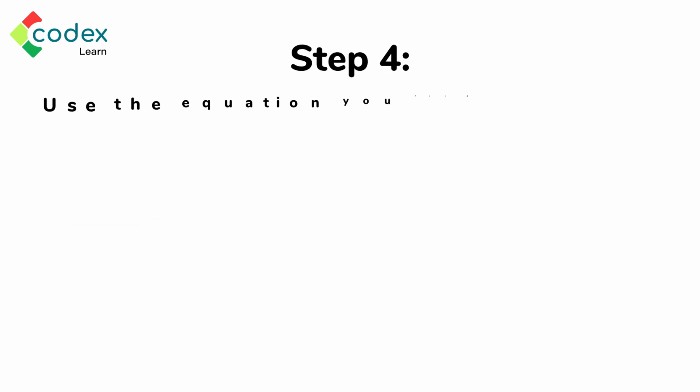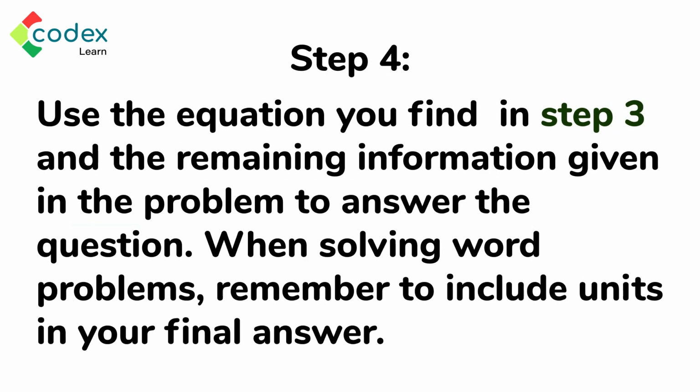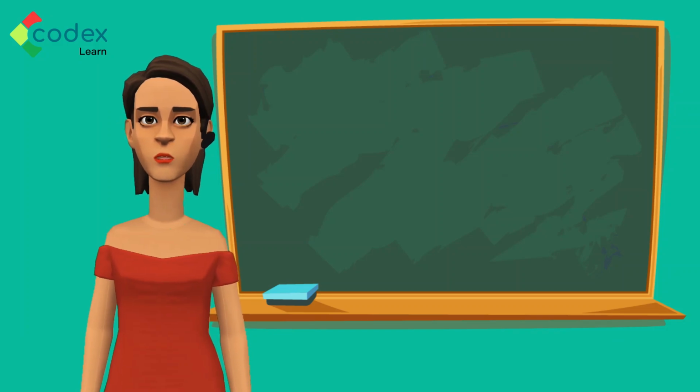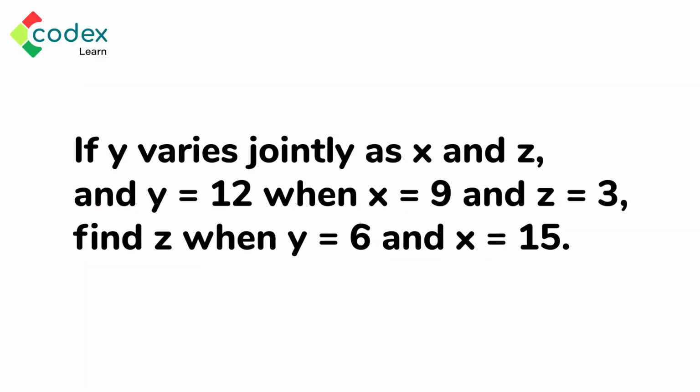And step 4. Use the equation you find in step 3 and the remaining information given in the problem to answer the question. When solving word problems, remember to include units in your final answer. Let me represent each step using this example. If y varies jointly as x and z, and y equals 12 when x equals 9 and z equals 3, find z when y equals 6 and x equals 15.